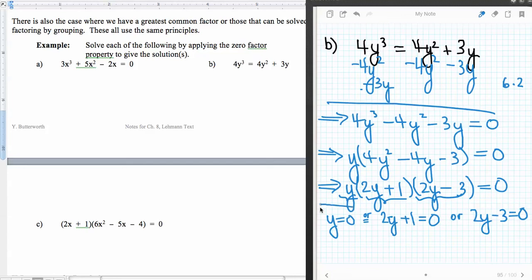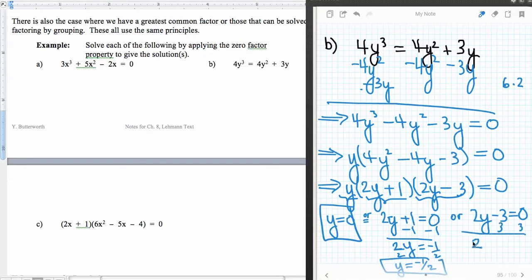And then I solve every single one of these. So y is equal to 0, already solved, done. And then minus 1 here, minus 1 here, so 2y is equal to negative 1. And then multiply by the reciprocal, and so y is equal to negative 1/2. That's another solution. And then finally, we have one more here, 3 here and 3 here, and so 2y is equal to 3, and then multiply by the reciprocal here and here, and y is therefore equal to 1 and 1/2, or 3/2, and there's our 3 solutions.